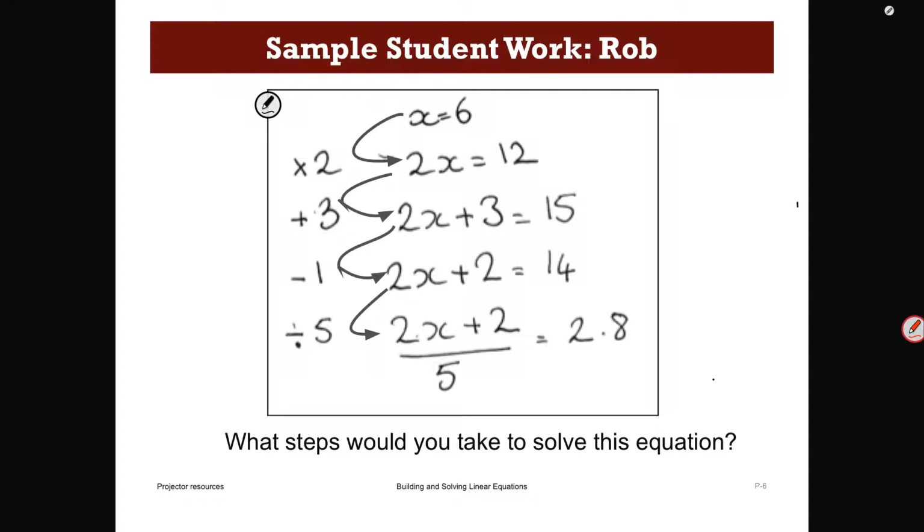Okay. So here's another student, Rob. This is his work. He wanted to build an equation, starting with x equals 6, and this is what he did to build the equation. So what steps would you take to solve Rob's equation? Just by looking at it really quickly, what steps would you take? I'll give you a minute. You don't have to write it down, we're just going to discuss it. Anybody have any idea?